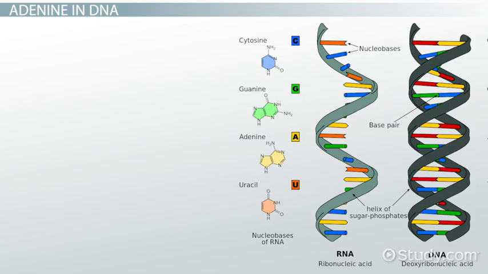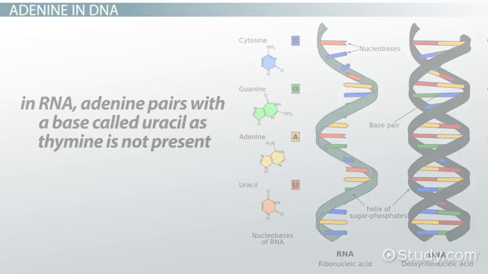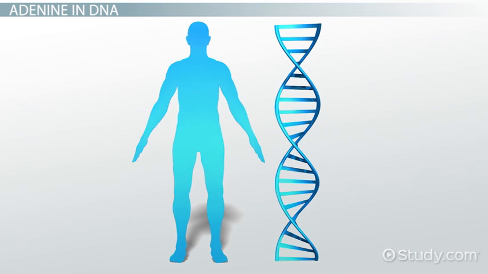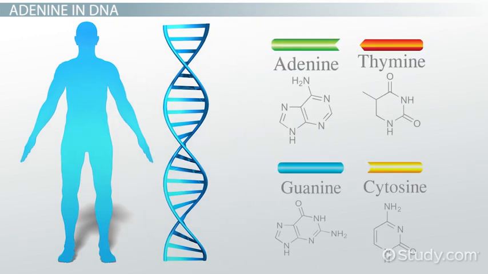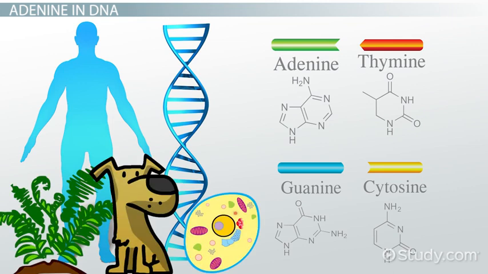Adenine is of equal importance in RNA. However, in RNA, adenine pairs with a base called uracil, as thymine is not present. It is this particular sequencing of the base pairs within strands of DNA that determines the unique genetic code of each living organism. Every living being has the same 4 bases in their DNA, adenine, thymine, cytosine, and guanine, and so it can be easily seen that it is their sequence that determines the vast differences amongst organisms.